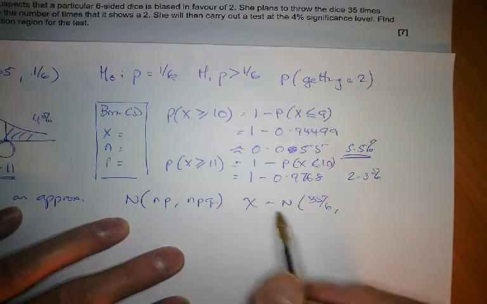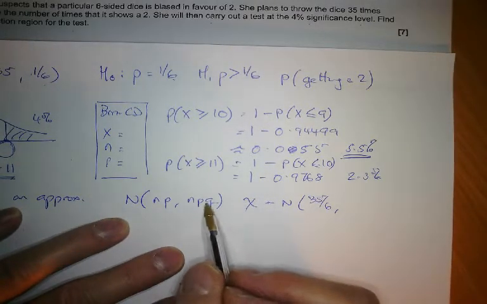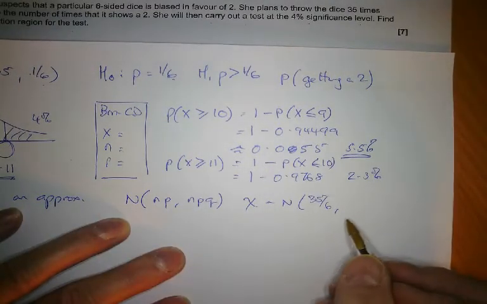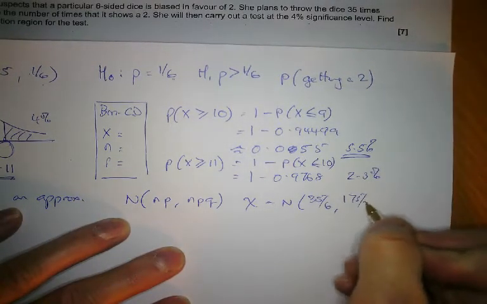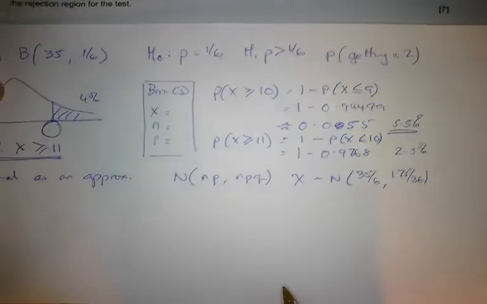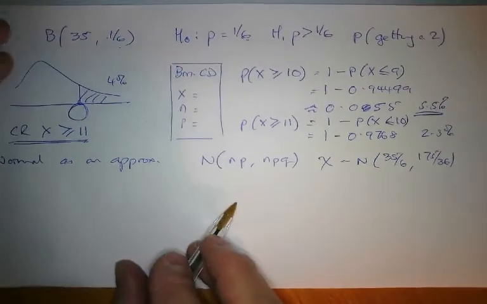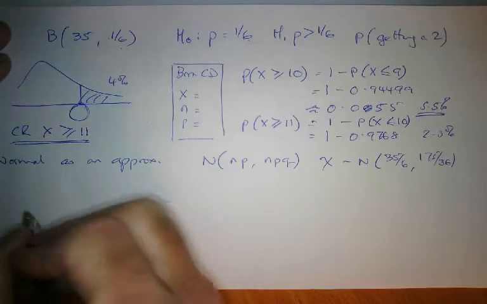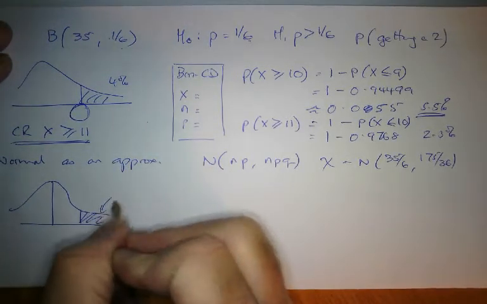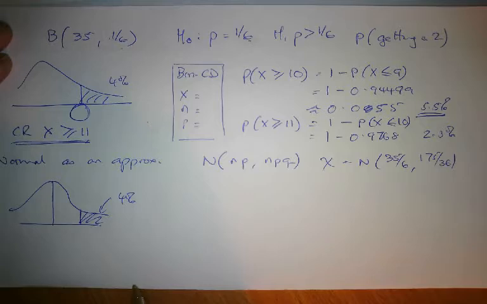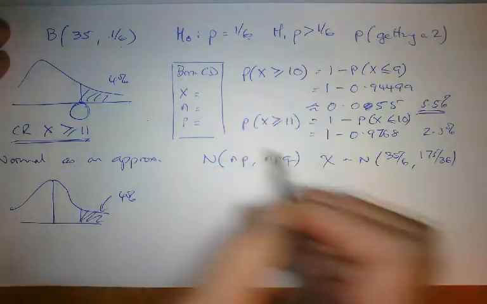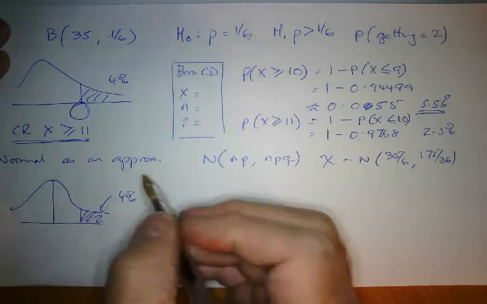And then my variance is npq, so it's 35 times a 6th times 5/6, which comes out, trust me on this one, at 175/36. And so now what I'm going to do is see what percentage value, what's the critical value. So that's a great line. So this is again 4%. And there are lots of ways of going about doing this. I already know the answer is around here, so I'm just going to use that to help me.